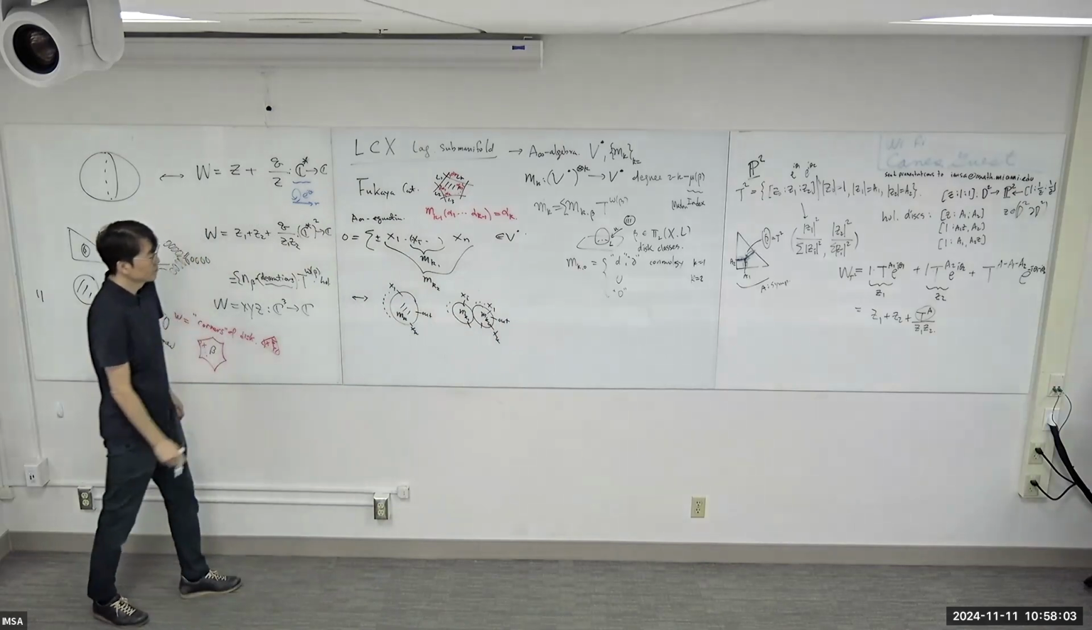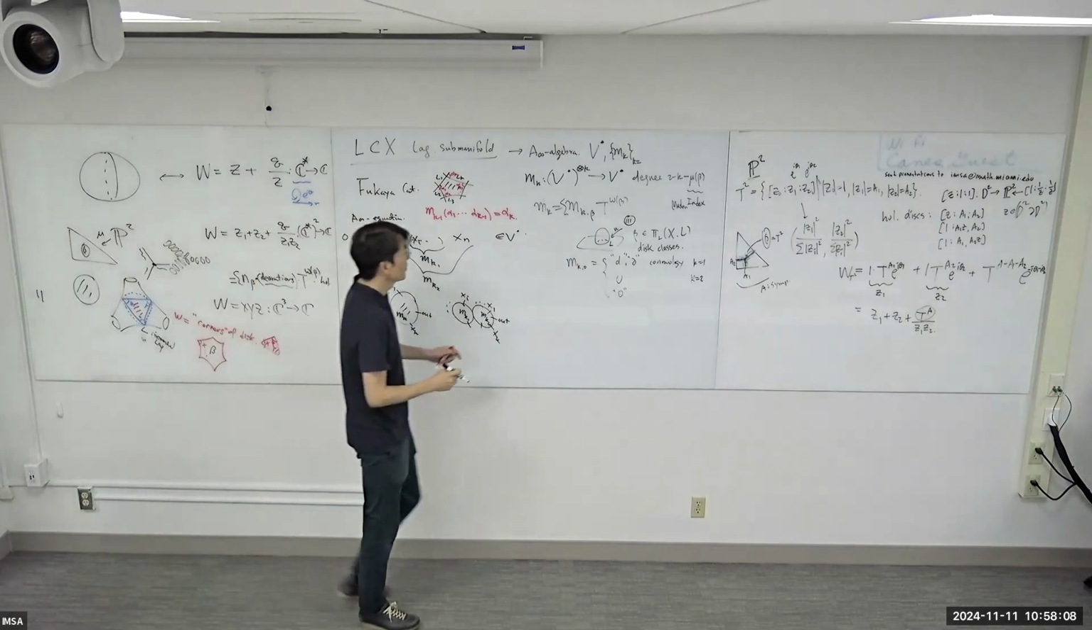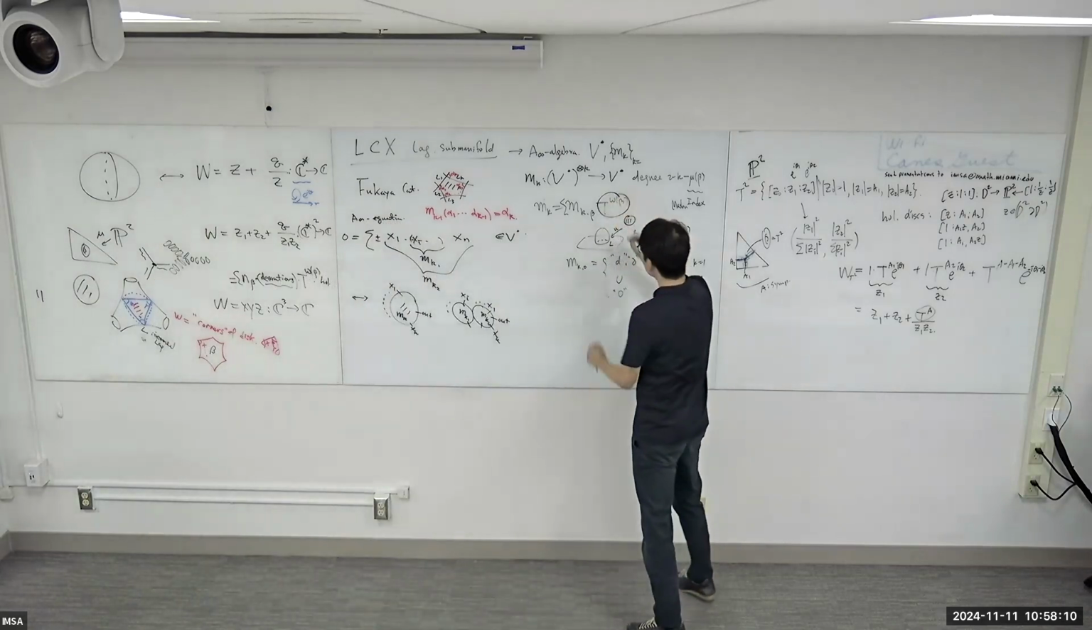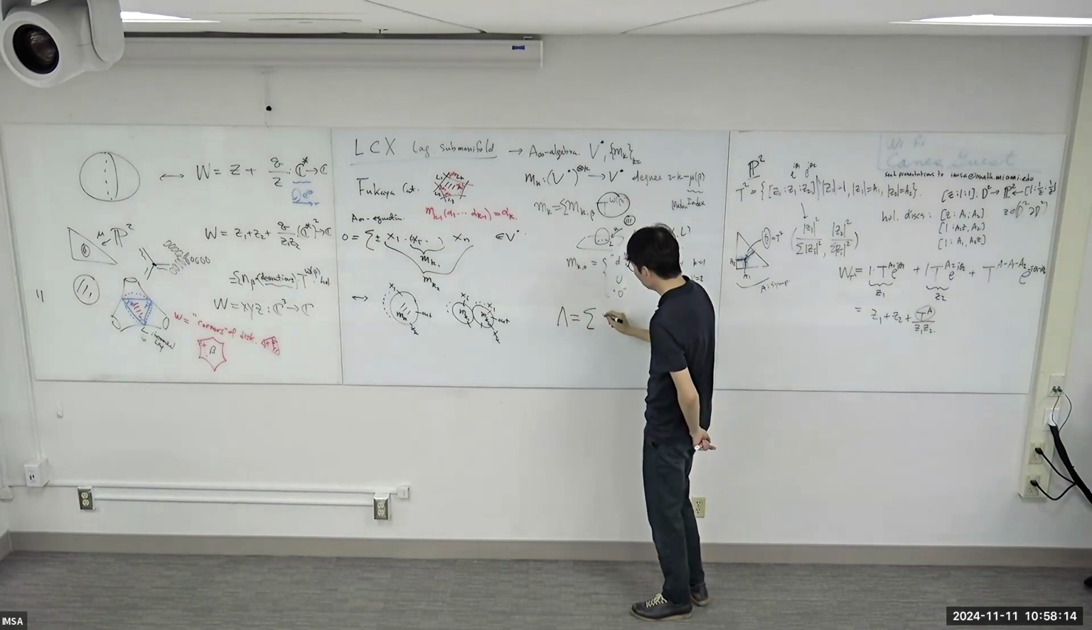We have an A-infinity algebra over which field or ring? So we're allowing this formal parameter T, so we have this Novikov ring.